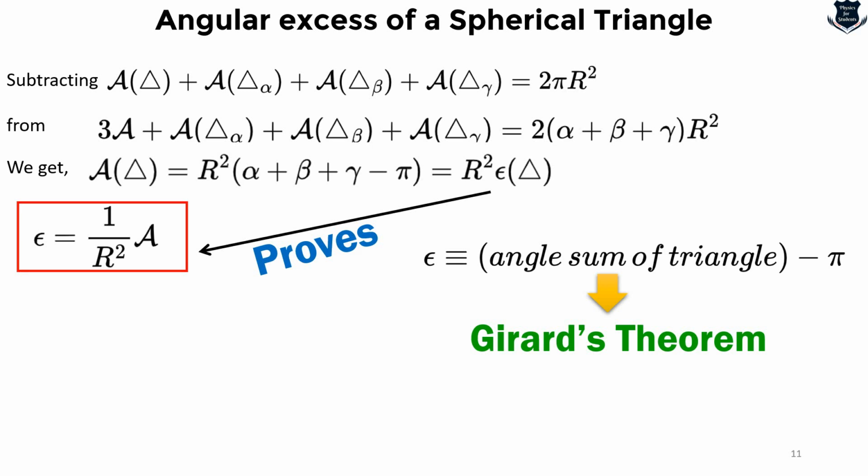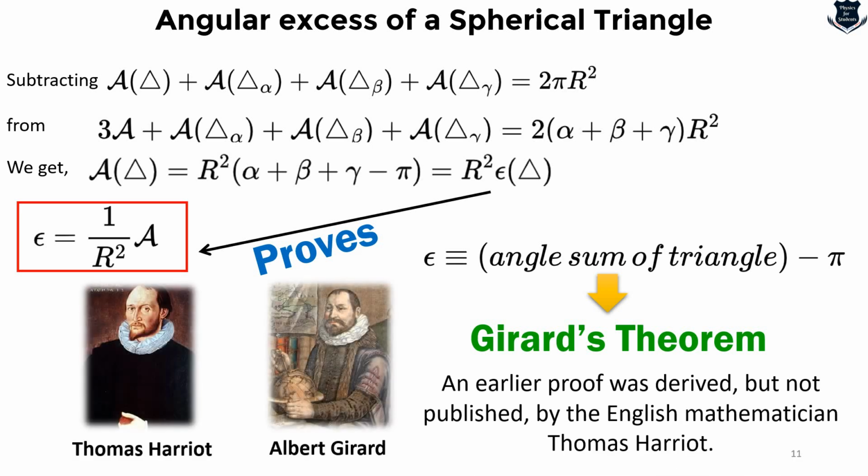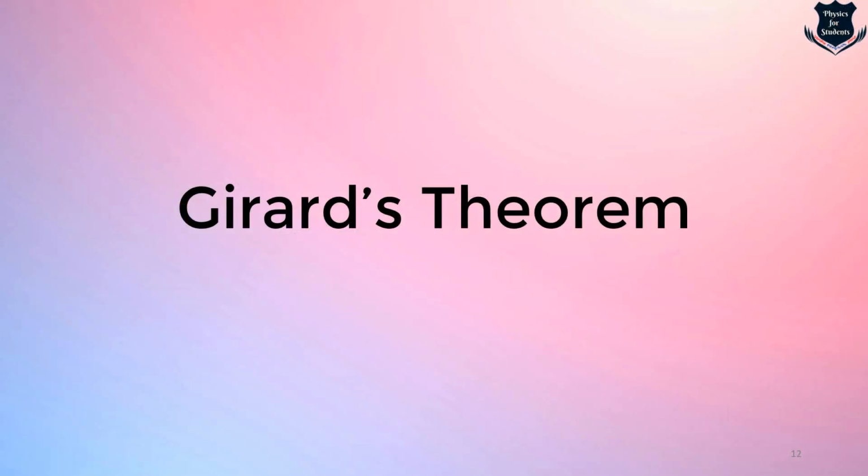I'm sorry for my horrible French pronunciation. Now Girard's theorem is actually an earlier proof which was derived but not published by the English mathematician Thomas Hariot. Albert Girard actually proved this. And in the next part of the video, we are going to look into what is called Girard's theorem.